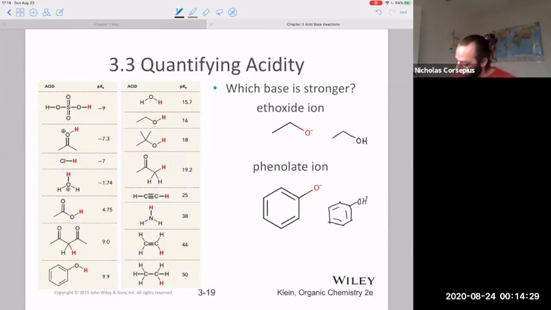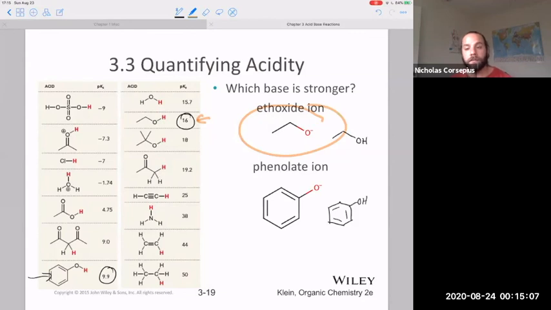So then I can go to my pKa table here and I can look up ethanol and I can look up phenol. So first of all, which one's the stronger acid? That would be phenol. But remember, these things are going to be inversely proportional in terms of stronger acid means a weaker conjugate base. So if I want to know which one's the stronger base, I'm actually looking for the weaker conjugate acid. So in this case, my stronger base will be the ethoxide ion because its conjugate acid has the higher pKa.